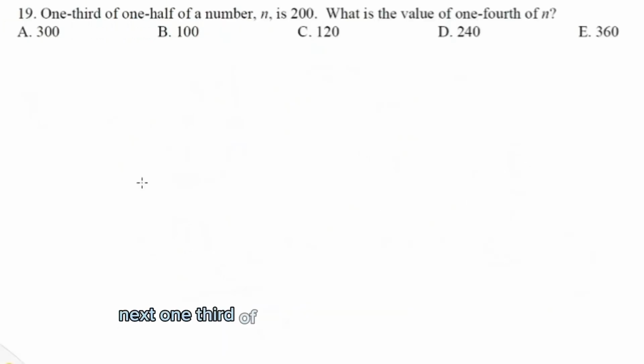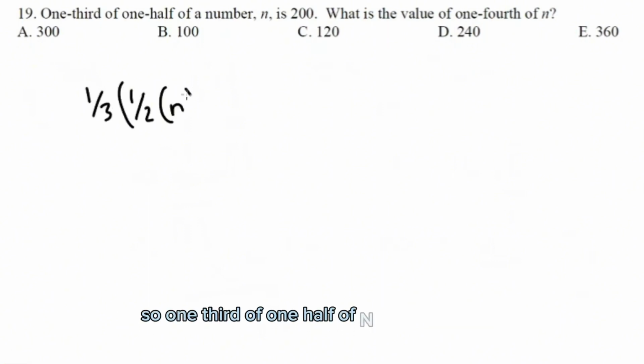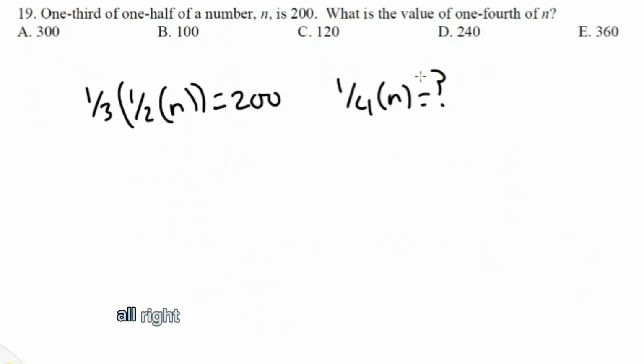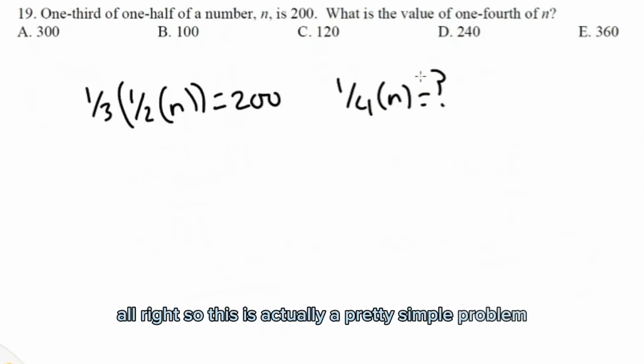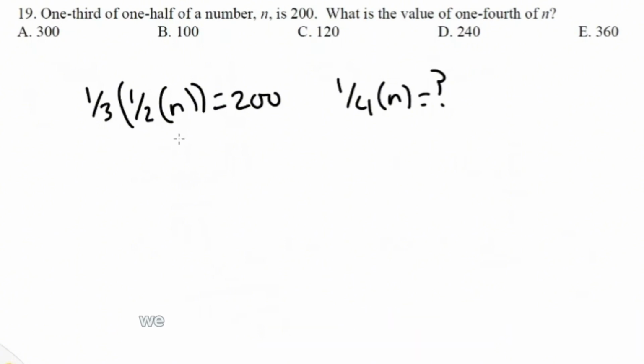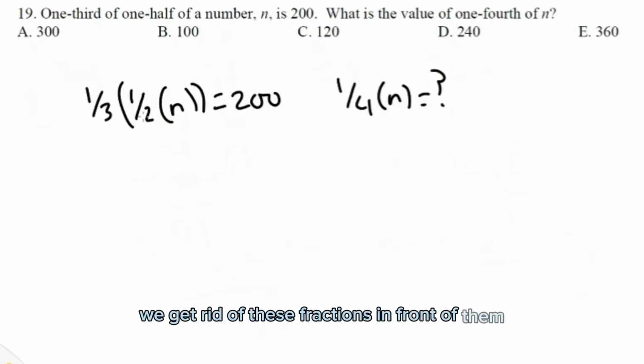Next, 1/3 of 1/2 of a number n is 200. So 1/3 of 1/2 of n is equal to 200. What is the value of 1/4 of n? Alright, so this is actually a pretty simple problem. All we have to do is figure out what n is by itself. The way we do that is we get rid of these fractions in front of n one at a time.